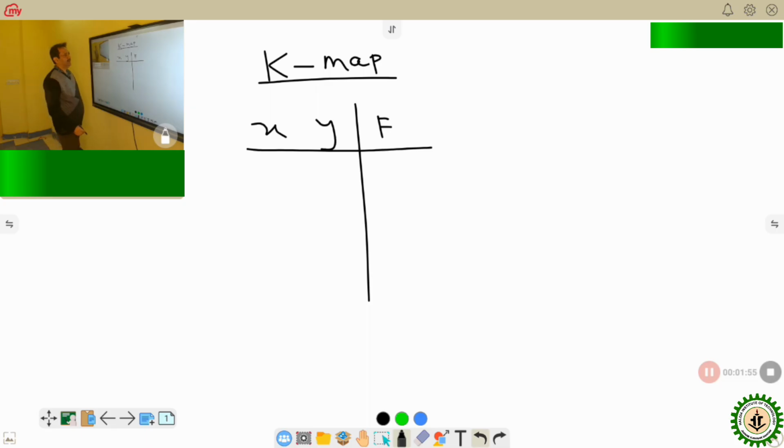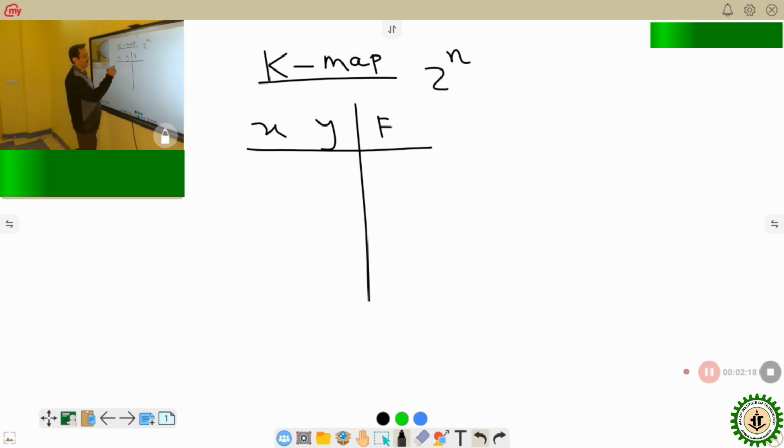For variables, the possible combinations are 2 to the power n, where n is the number of variables. In this particular case, there are 2 variables, so n is equal to 2. That means 2 to the power 2, which is 4. So there are 4 possible combinations.